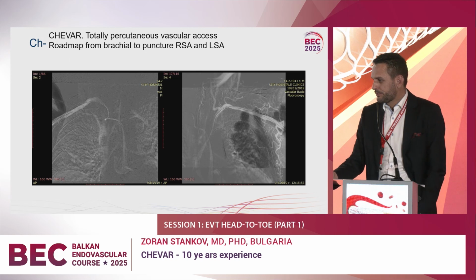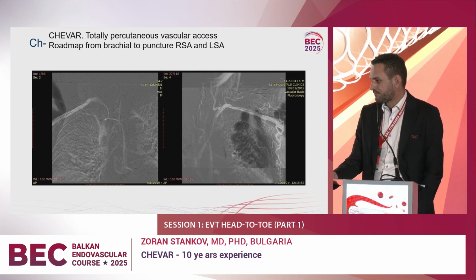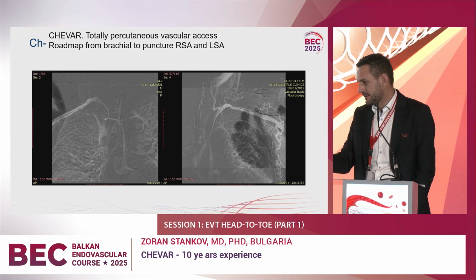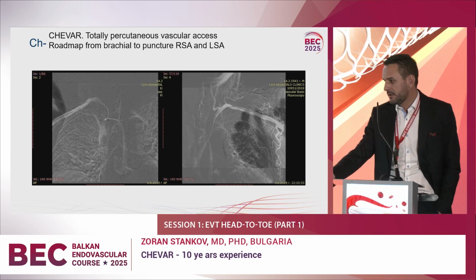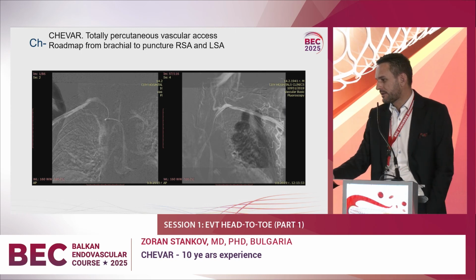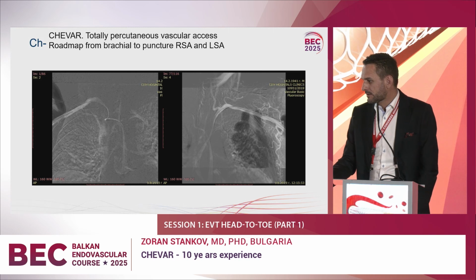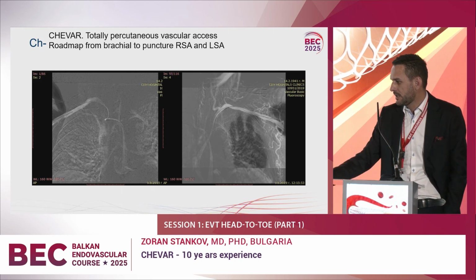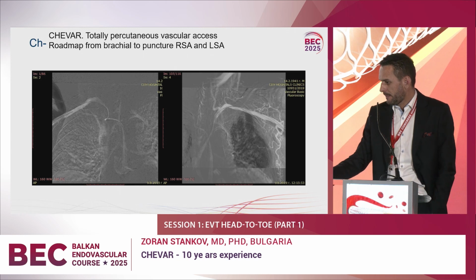For this procedure, we need 4 access for the chimneys. We use both brachial arteries and both subclavian arteries, total endovascular with local anesthesia and sedation.